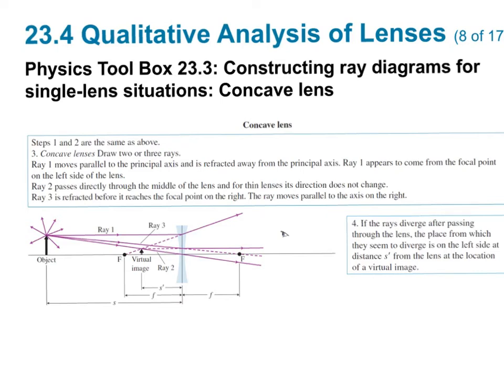Okay, now let's look at a ray diagram for a concave lens. The concave lens is also called a diverging lens, and that's because the rays diverge away as they pass through. So they will never come together on the back side of the lens. You'll never get an image on this side of the lens. Okay, so that's why it's called a diverging lens.